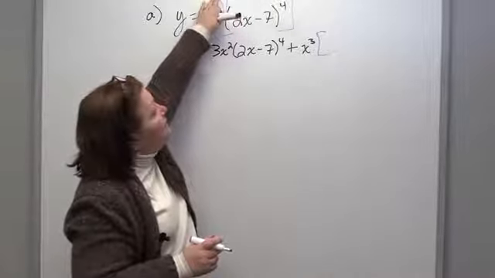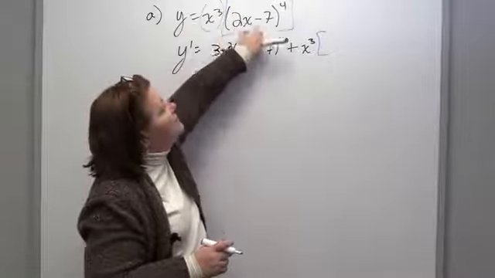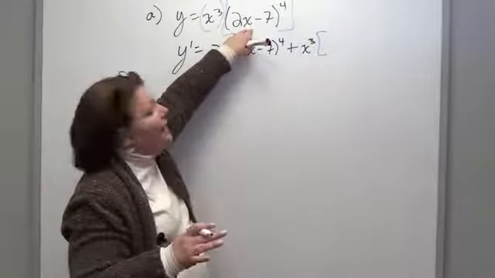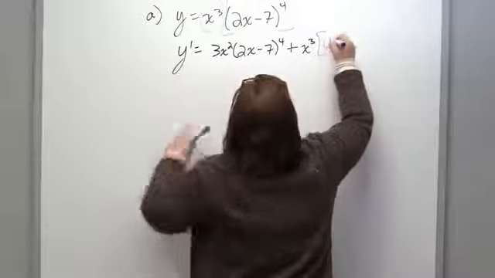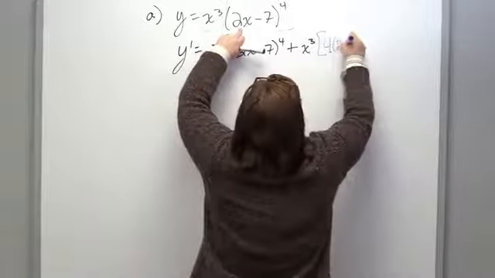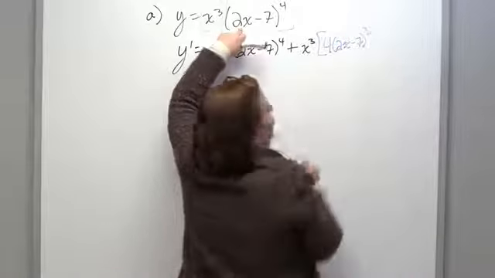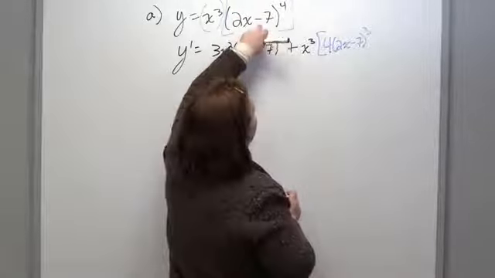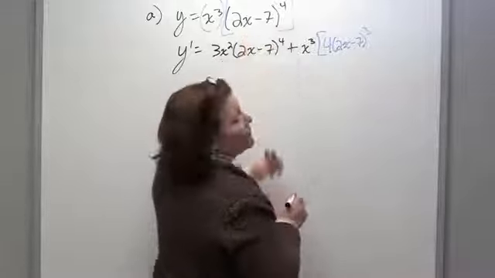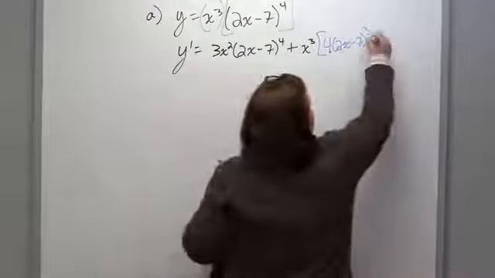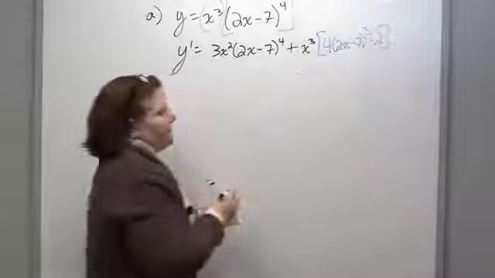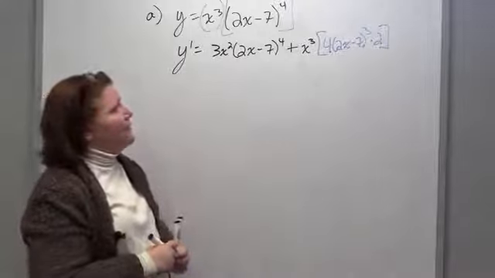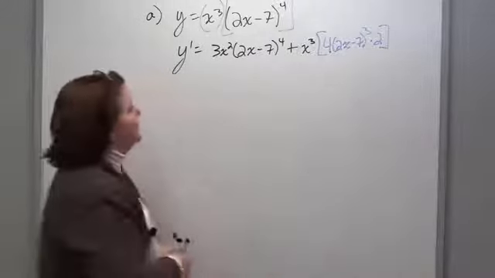So like we discussed in the last section, we have some stuff to the fourth power. So the derivative of the outside would be 4 times that stuff to the third power. That's the derivative of the outside part of our chain rule. And then times the derivative of the inside. The derivative of 2x minus 7 is just 2. So that part used the chain rule. One thing that's nice about these sections is we're constantly practicing the previous.